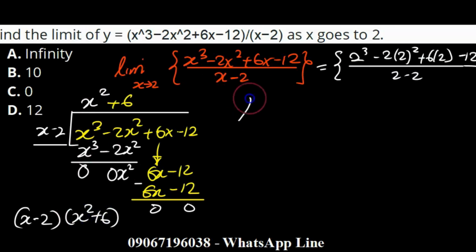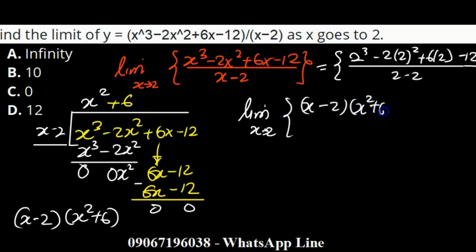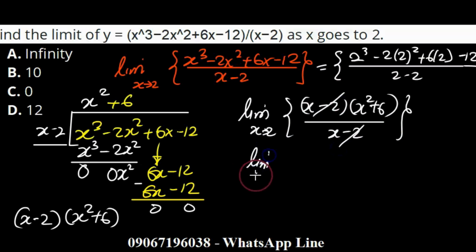So the question is now going to become the limit as x tends to 2 of x minus 2 times x squared plus 6, divided by x minus 2. Now this is going to be the question I'm going to use. So if I plug this in, you can see here that this will cancel this. So it's going to become the limit as x approaches 2 of x squared plus 6.